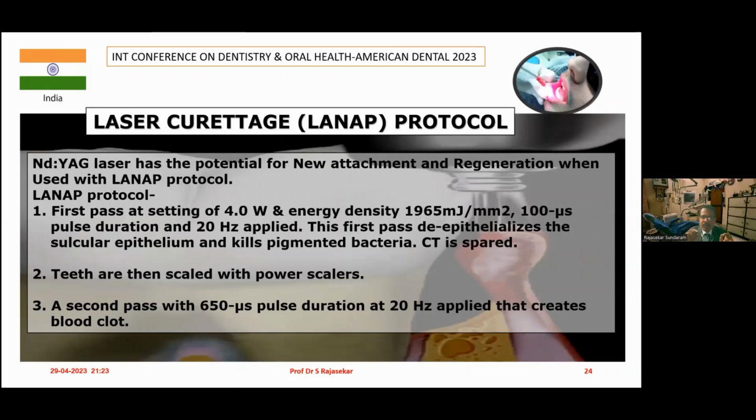The Nd:YAG laser has to be used in 2 passes. The first pass at 4 watts energy at 20 hertz should be applied to deepithelialize the circular epithelium. Then the teeth should be again scaled with power scalers, and then a second pass at 650 microseconds pulse duration at 20 hertz will stabilize the blood clot. So this is the protocol for LANAP.